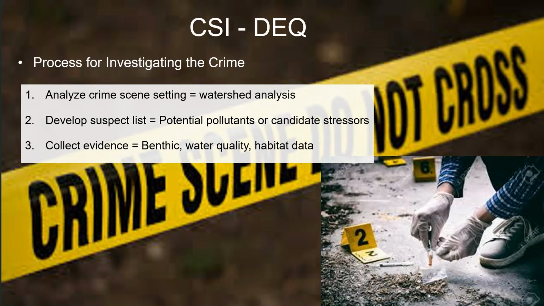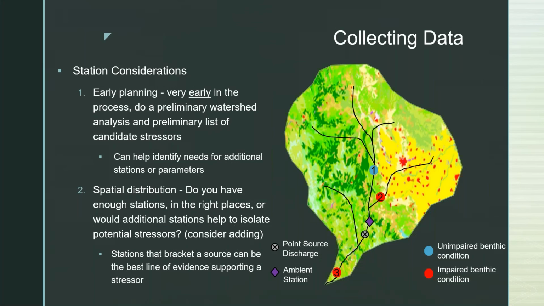All right, then the next thing we have to do, we've looked at the watershed, we have developed a list of potential candidate stressors. The next thing we have to do is collect some evidence, okay? And how are we going to decide what to collect, where to collect? Collecting data. Again, I would implore you to plan early in this process, okay? If you do the watershed and the candidate list first before you establish your monitoring plan, it will help you in the long run.